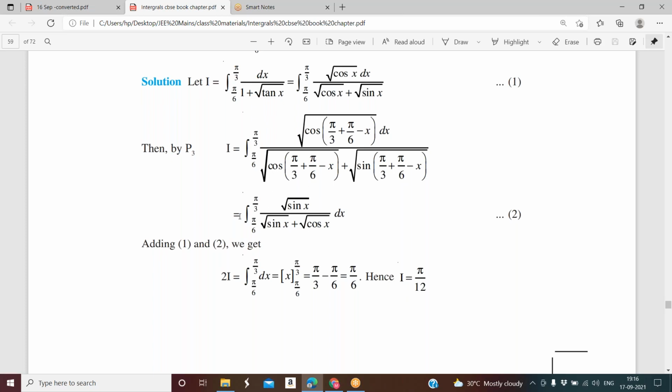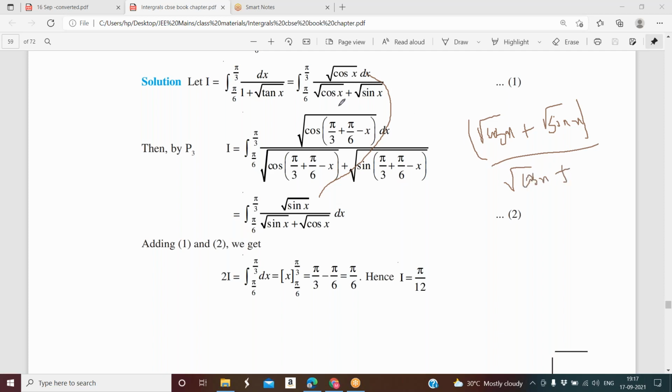Adding 1 and 2, we get I plus I. On the left hand side, you will get 2I. On the right hand side, you will get integral pi by 6 to pi by 3. Add these two things. What will you get? The numerator is root of cos x plus square root of sin x, and the denominator is common, root of cos x plus root of sin x, with respect to x. So if you add equation 1 and 2, then on the right hand side you will get this. Here the numerator and denominator are the same, so we can cancel. If you cancel, then you will get 1.